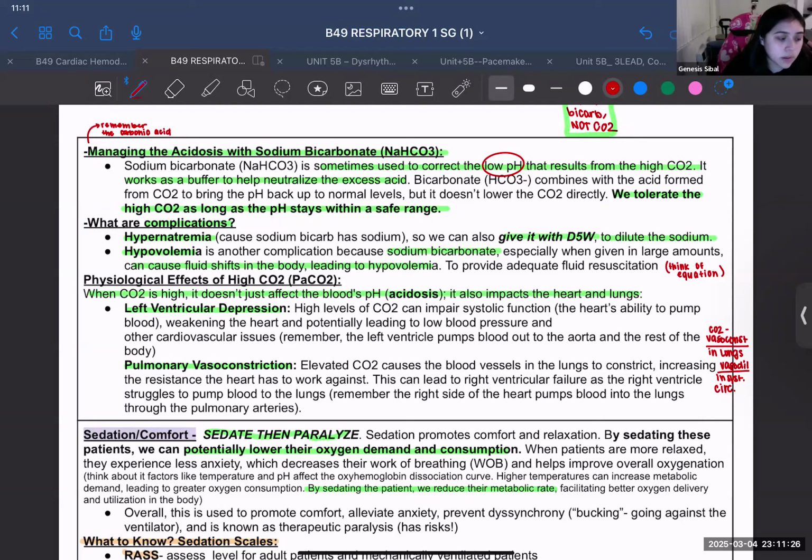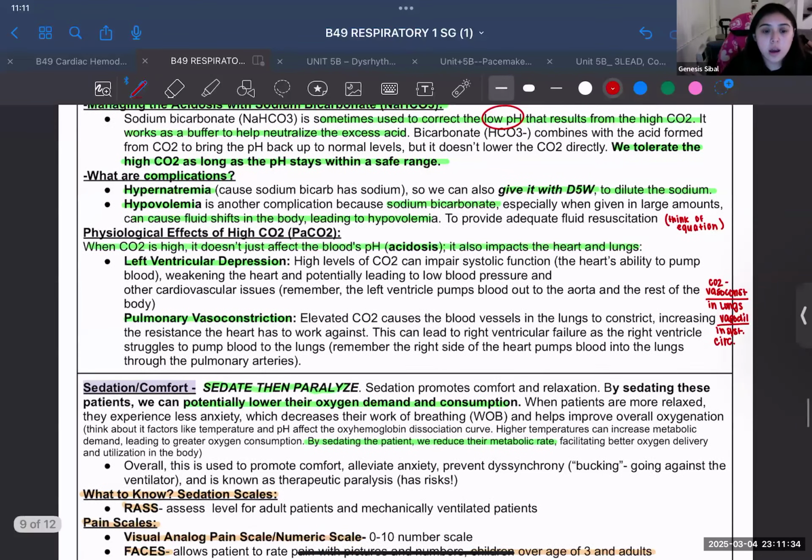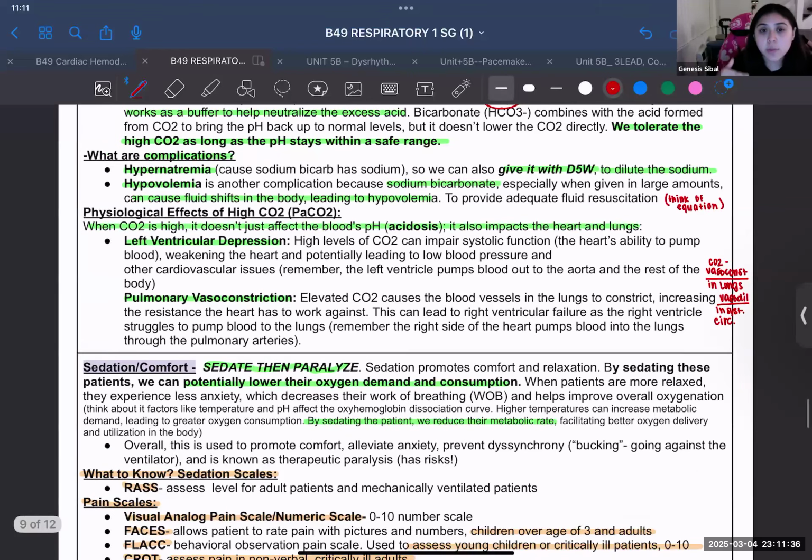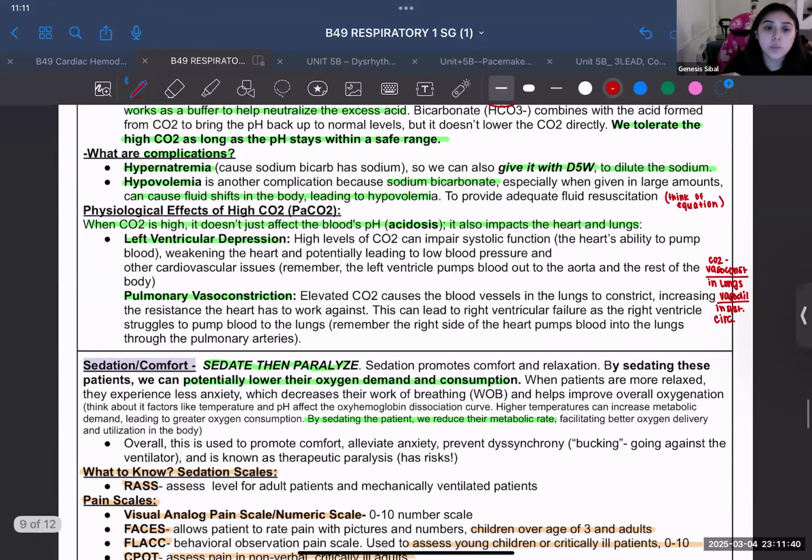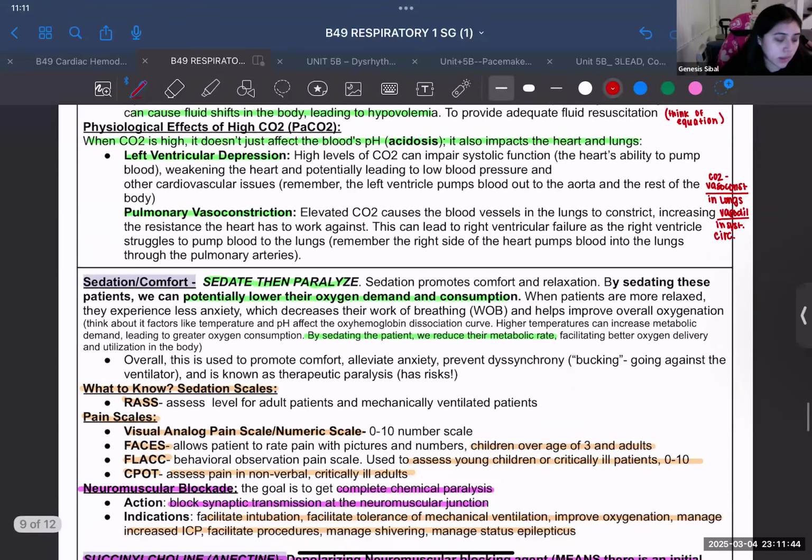You definitely do need to know about the sodium bicarb with the pH thing. You definitely need to know about the hypernatremia being caused, because obviously it's sodium bicarb. Give the D5W. And then she didn't ask us about these issues, but I want to say there was something where it was used in clinic, but I don't even think she asked about that.